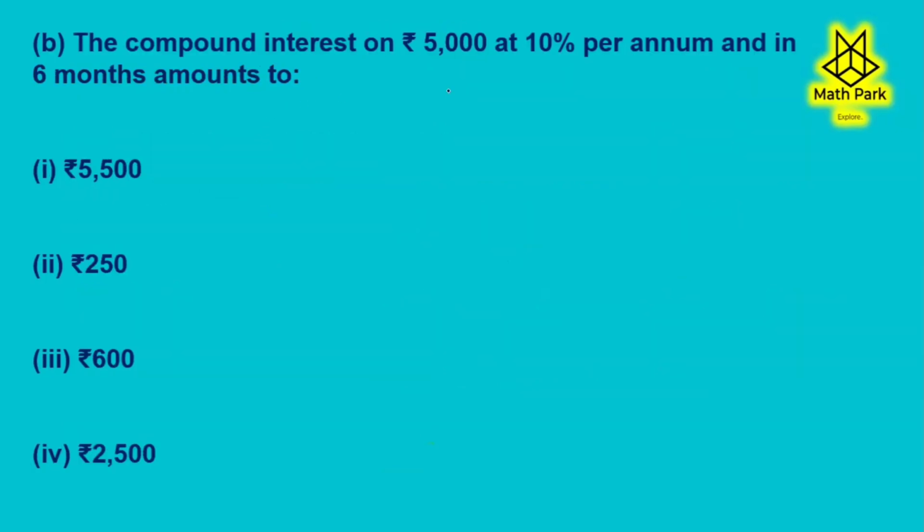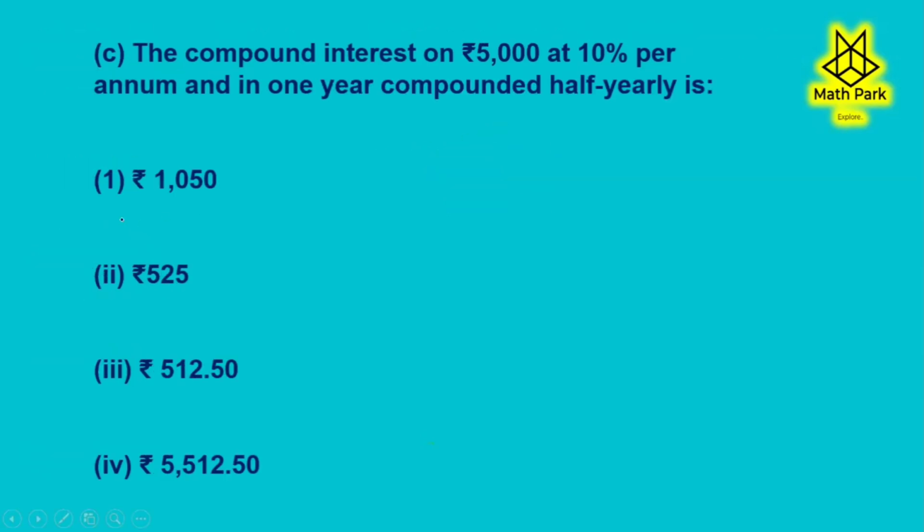B, the compound interest on rupees 5,000 at 10% per annum in 6 months. So for the first year, actually, the simple interest and compound interest remain the same. So we use the simple interest formula, which is principal into rate into time, which is 6 months, which goes to half year, and upon 100. So we get 2 5s are 10, 5 5s are 25, rupees 250.